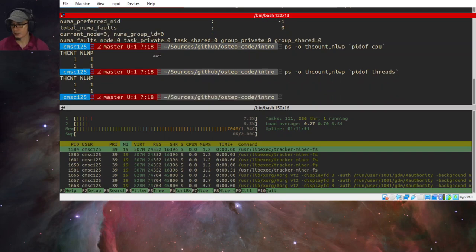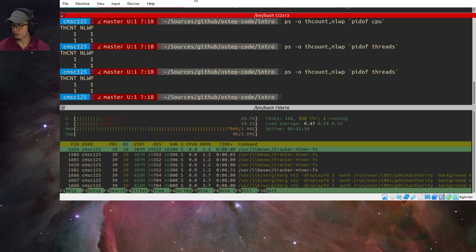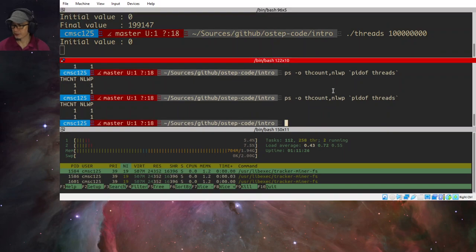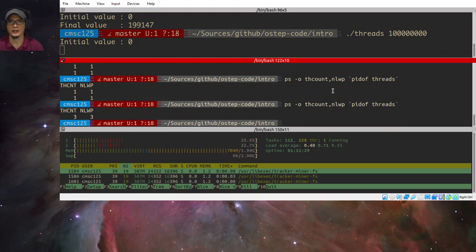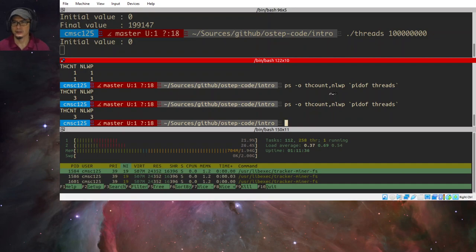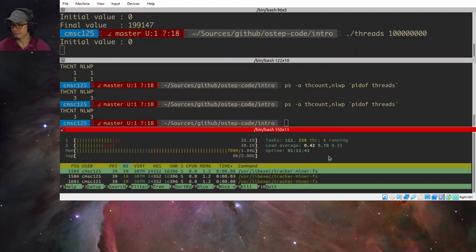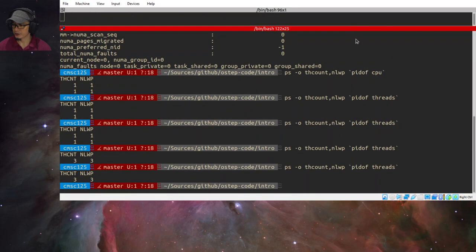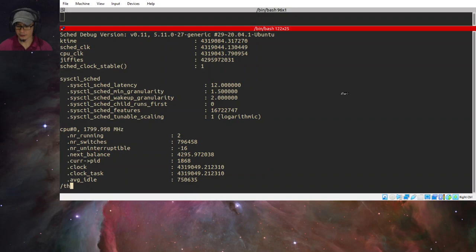Threads. Did the process complete already? Yes, the process completed already. Okay. So here we have thread count 3 and the number of lightweight processes 3. Still the same. And then let's take a look at the scheduler debug. And let's look for threads.